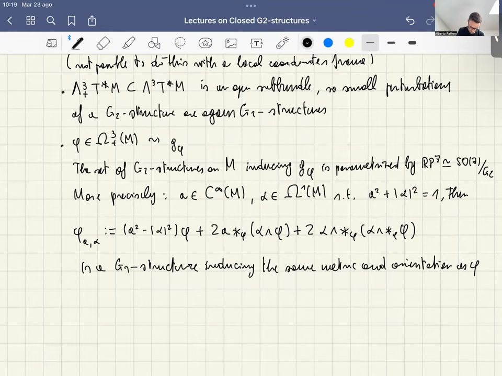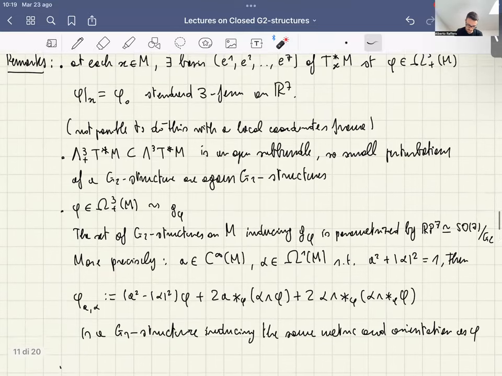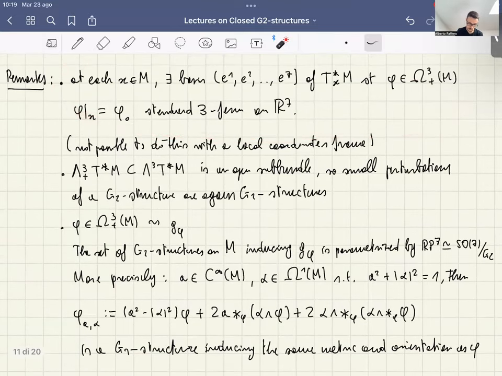And finally, let me just add some remark about how to compute explicitly the metric and volume form starting from a G2 structure. Because pay attention to the fact that what we said here is that at each point, if phi is a G2 structure, there exists a basis that allows you to write it in the standard form. But in general, the expression of the three-form phi defining a G2 structure might be really wild. And so it might also be difficult to explicitly obtain this basis, but of course not impossible.